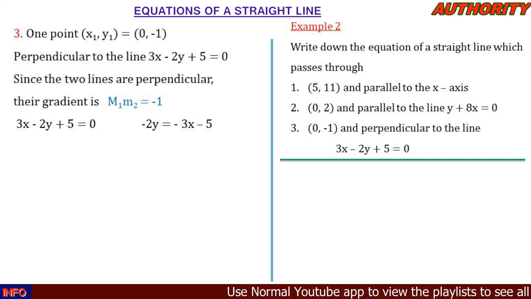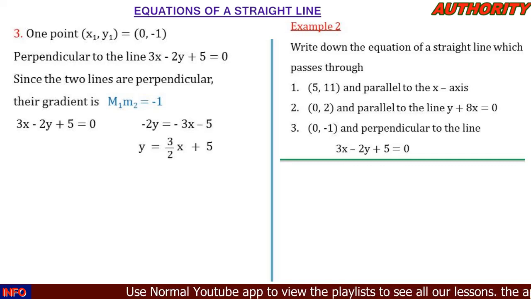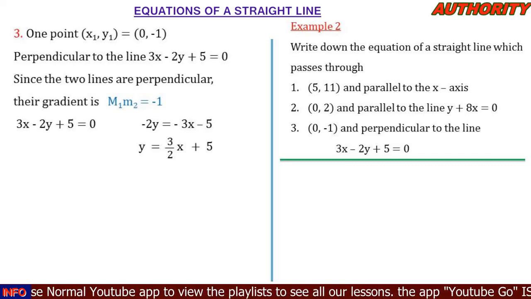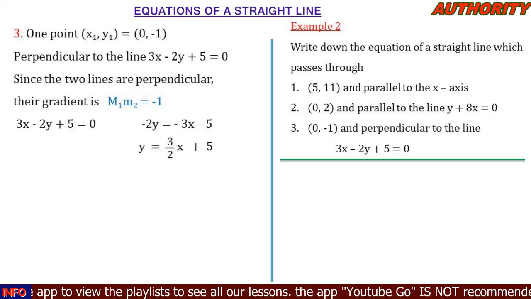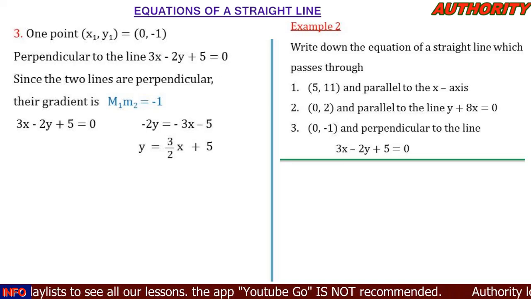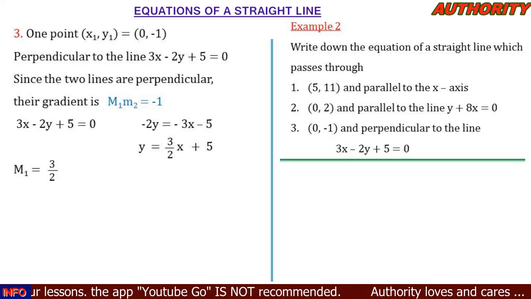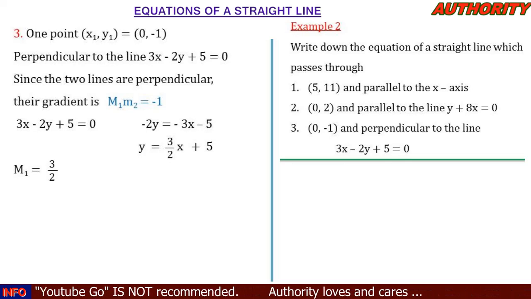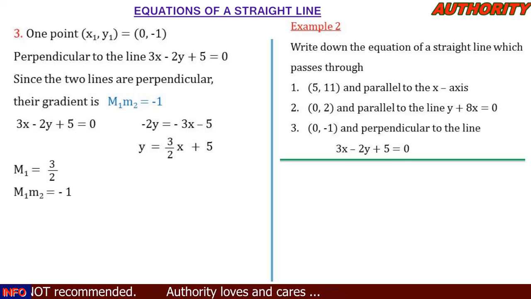Divide both sides by minus 2 to make y the subject. We're going to have y is equal to 3 all over 2 x plus 5 all over 2. So here our gradient is 3 all over 2. That means our m1 is equal to 3 all over 2. From our formula, when two lines are perpendicular, m1 m2 is equal to minus 1. Here we have m1 to be 3 all over 2, so 3 all over 2 m2 is equal to minus 1. We are looking for m2. Divide both sides by 3 all over 2. So m2 is equal to minus 2 all over 3.